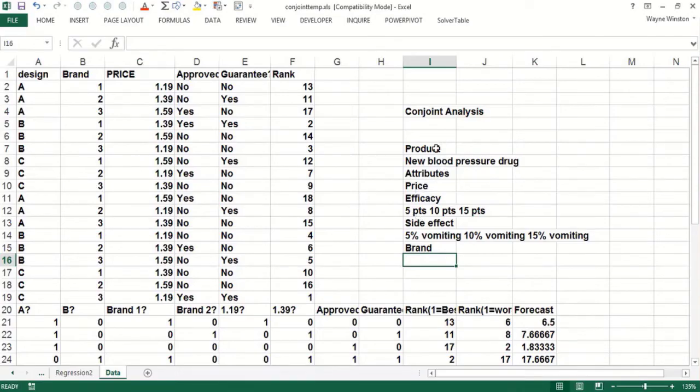So then when we have the product attributes, we have levels, okay? So basically, the attributes are price, efficacy, and the side effect, and these are the levels of the products, and the price might be low, medium, or high. And how can we use regression to sort of tease out what a consumer believes about the importance of these attributes and rank the levels in each attribute? Here it's obvious 5% vomiting is better than 15% vomiting, but often it's not obvious which levels of attributes are most important.